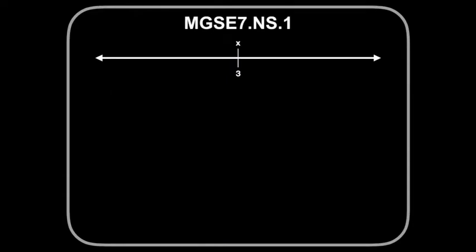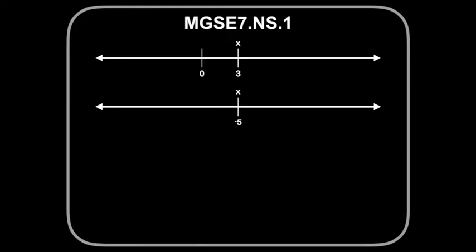Also embedded in this standard is the idea that a number and its opposite have a sum of 0. This idea can be developed spending just a few minutes per day over several days with problem strings like this. If x equals 3, where is 0, and how do you know? Or how about this one? If x equals -5, where is 0, and how do you know?